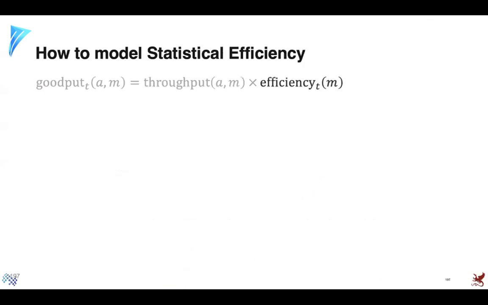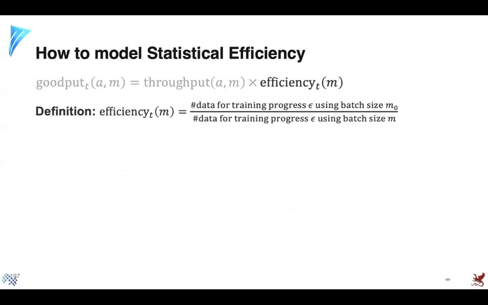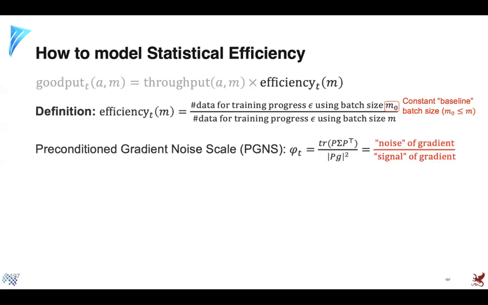And on the other hand, we can also try to model the statistical efficiency. A more concrete definition of statistical efficiency is, for example, if we want to model the efficiency using a certain batch size M, it can be expressed as the amount of data needed to make a certain amount of training progress using batch size M naught, which is a constant baseline, divided by the amount of data needed to make the same amount of progress using the given batch size M. So this efficiency can be predicted by using what's called the preconditioned gradient noise scale.